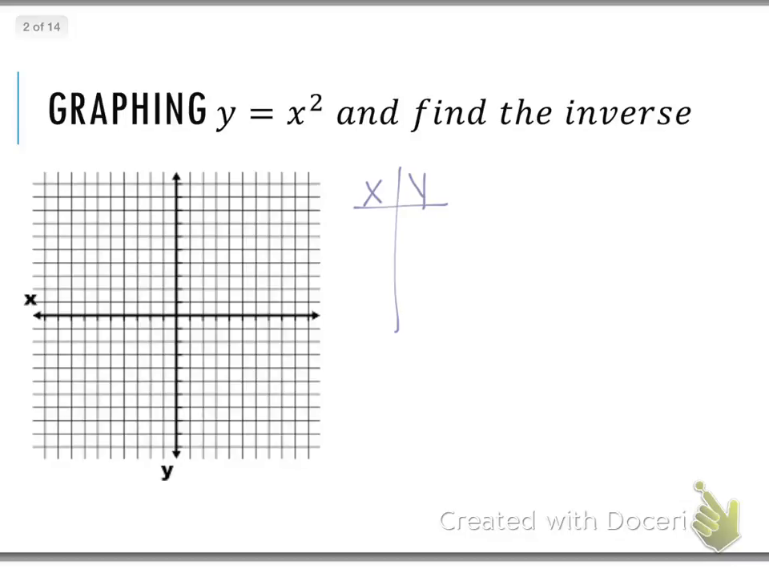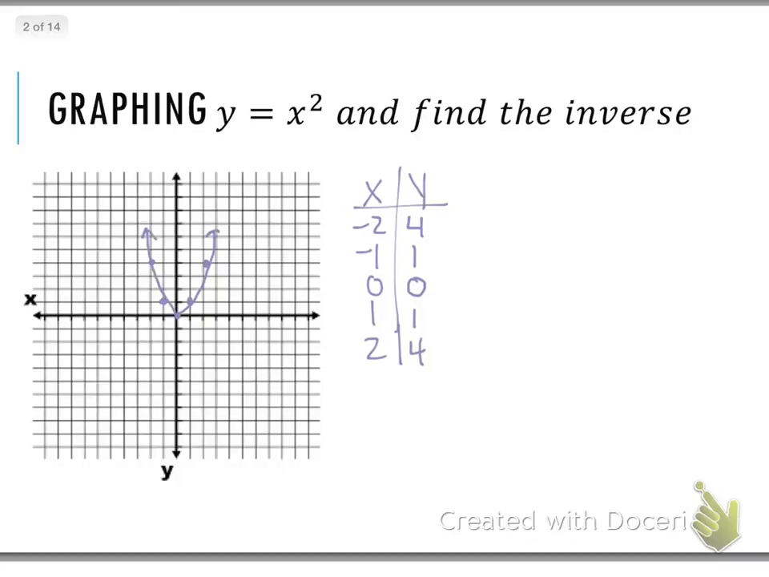So let's say we do -2, -1, 0, 1, and 2. If I plug -2 in, -2 squared is 4. -1 squared is 1, 0 squared is 0, 1 squared is 1, 2 squared is 4. Remember, you always go left or right, and then up or down. So I go left 2, up 4. Left 1, up 1, 0, 0. Right 1, up 1. Right 2, up 4.